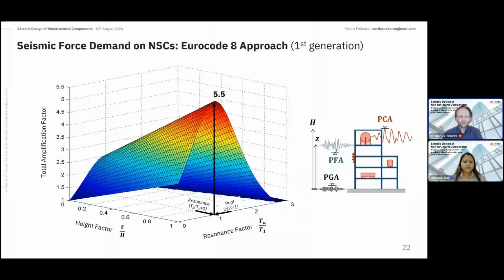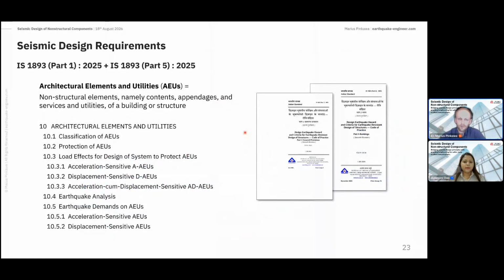So let's have a look at the Indian standard from 2025, because I think most of you are joining from India. They call these non-structural components architectural elements and utilities, AEUs. It's just a different word for the same thing. And we differentiate between acceleration-sensitive AEUs and displacement-sensitive AEUs. So in general, we can make a differentiation between these two types.